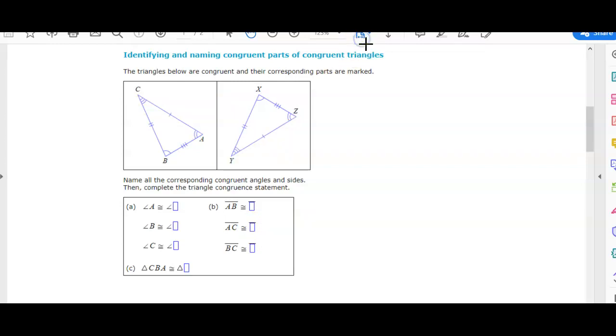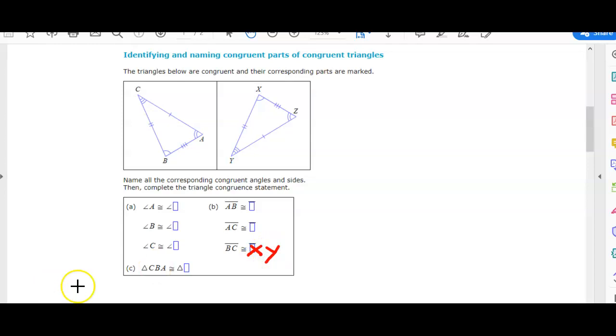And finally, B to C is the 2 tick marks. So we're going to identify 2 tick marks over here, and we're going to go from 1 to 3. So over here, I'm going to go from 1 to 3, and that is going to be from X to Y. So X to Y.